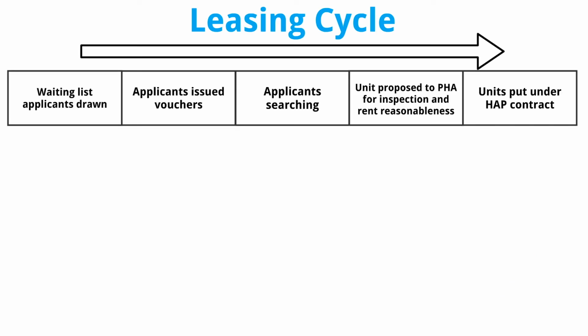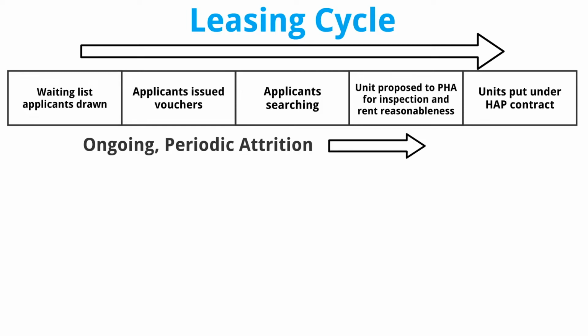Let's take a closer look at how the success rate relates to the leasing cycle. This graphic displays the typical steps in the process from a PHA drawing names from a wait list to a family leasing a unit. When the PHA projects ahead that additional participants will be needed to either add to the total leased or make up for participants projected to leave the program, the PHA should begin the process of identifying households on the waiting list to begin the voucher issuance and HAP contract issuance process.